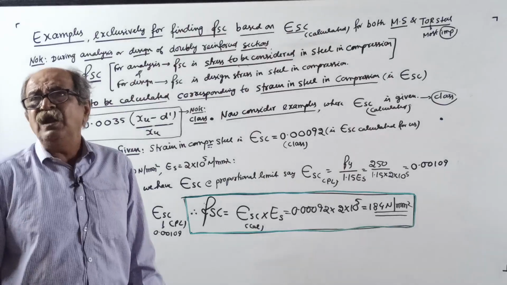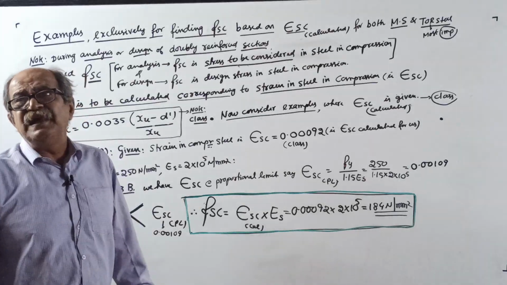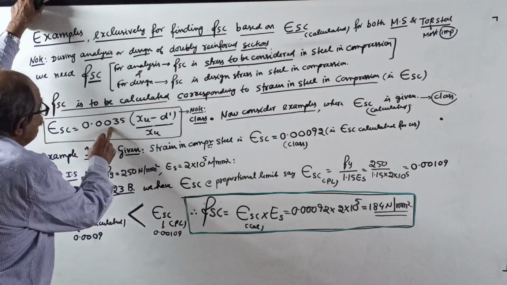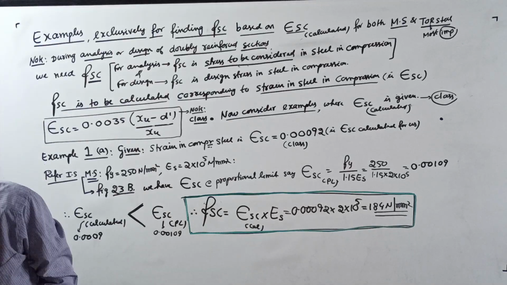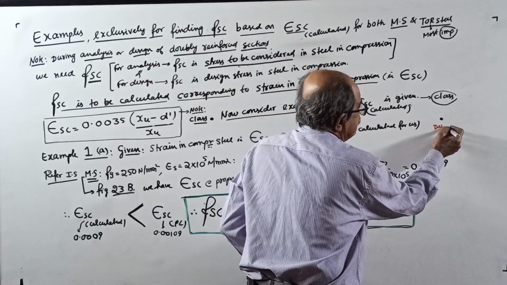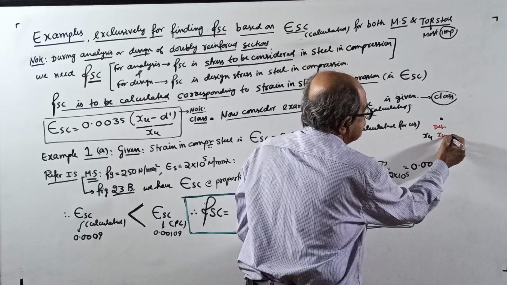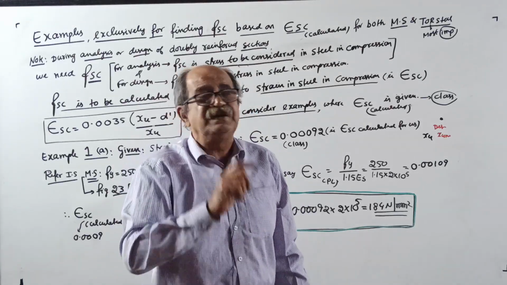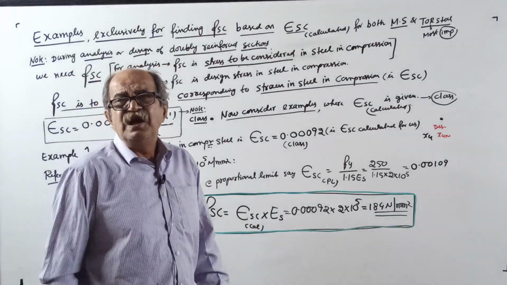Therefore, IS code told the strain in compression steel is epsilon SC equal to 0.0035 into (XU max minus D dash) by XU max. So make a note. This I told you last time also. In IS code, it is for design purpose. So where we wrote XU, they replaced it by XU max. But remember, for analysis purposes, you cannot use it. Some people using the IS code version will put XU max here. It is wrong. Utterly wrong.